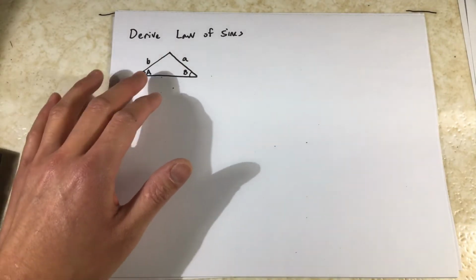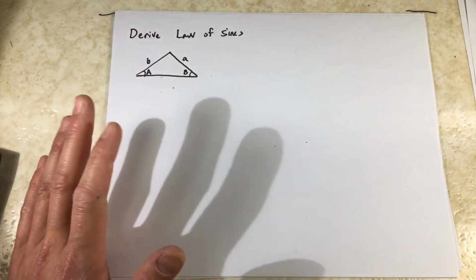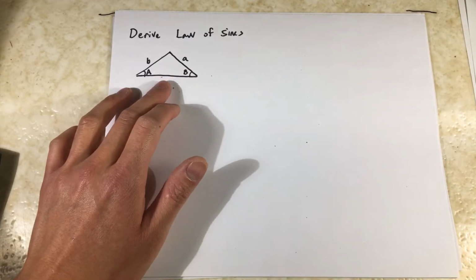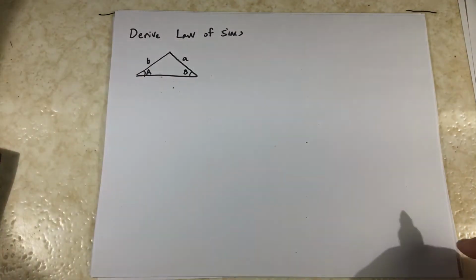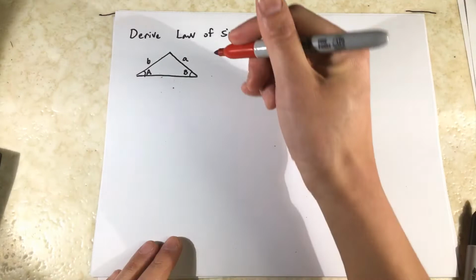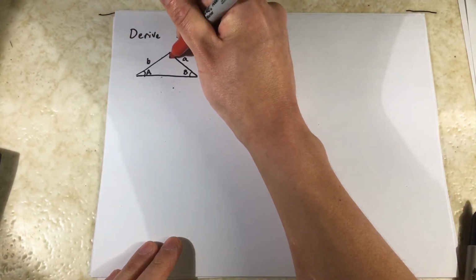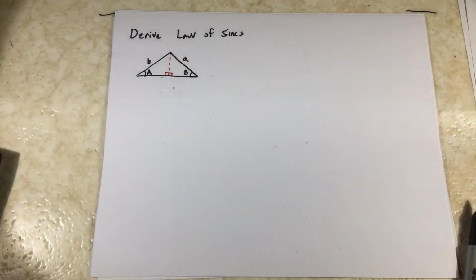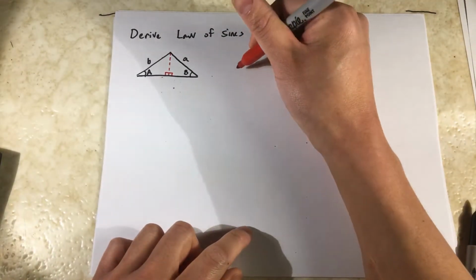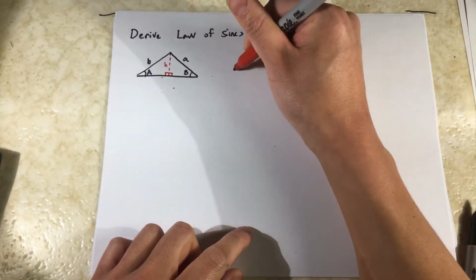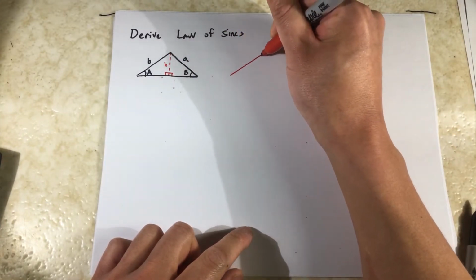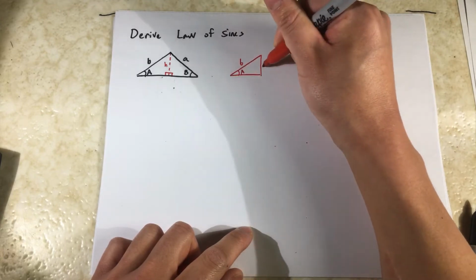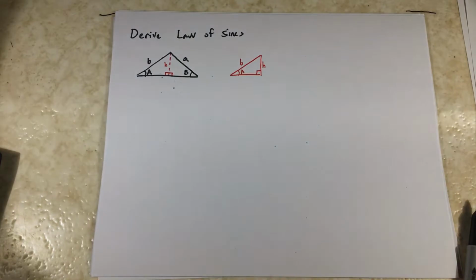There's also angle C and side C, but I'm not going to draw that because you'll see in a second. So the derivation for the law of sines is basically you take this, and what we're going to do is turn this oblique triangle into two right triangles by dropping a line right here. We have two right triangles, okay? So we have our first right triangle, and I'm going to call this side H. So we have one right triangle, which is the left triangle, looks like this. So it has B, A, H, okay?